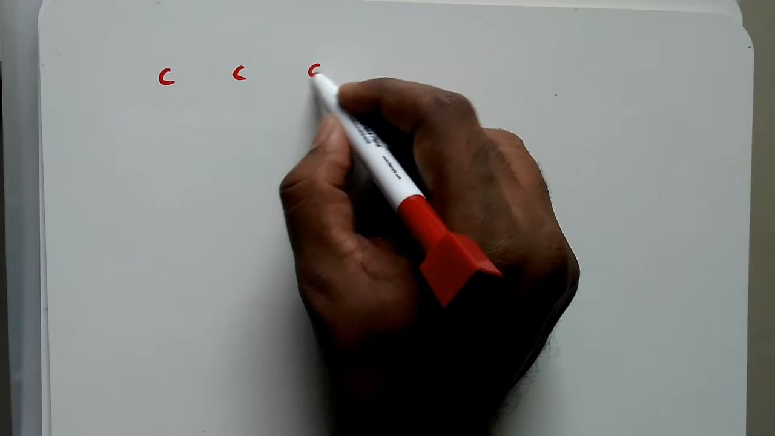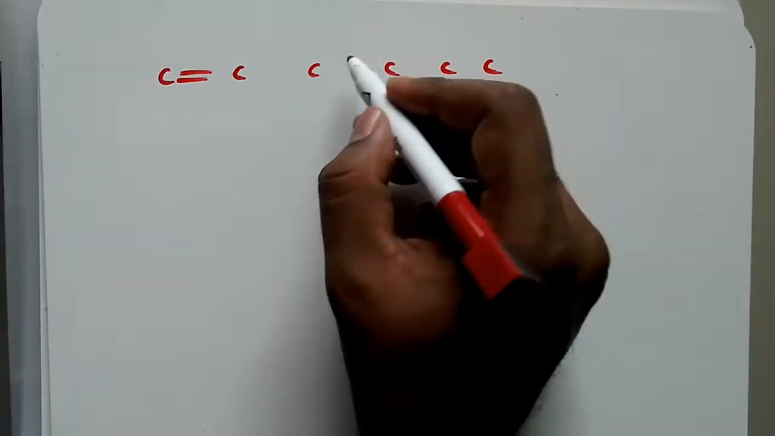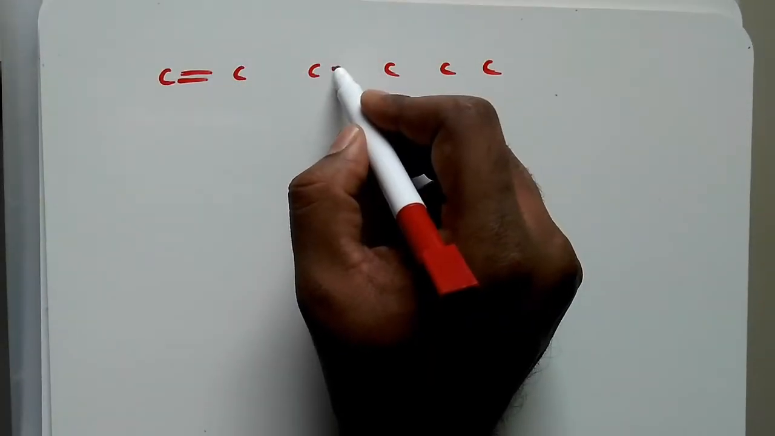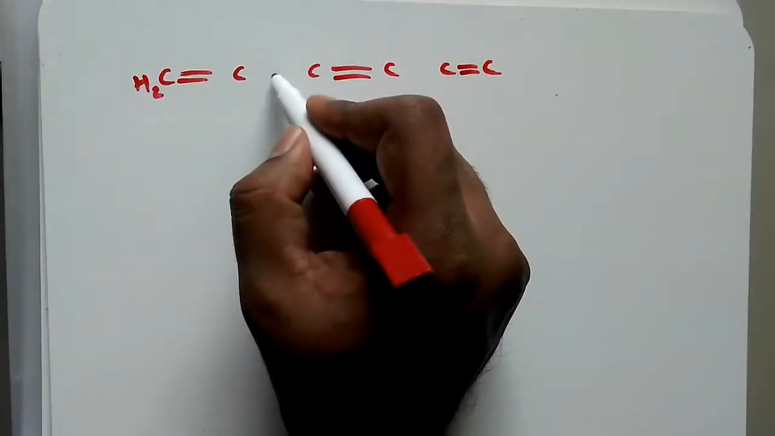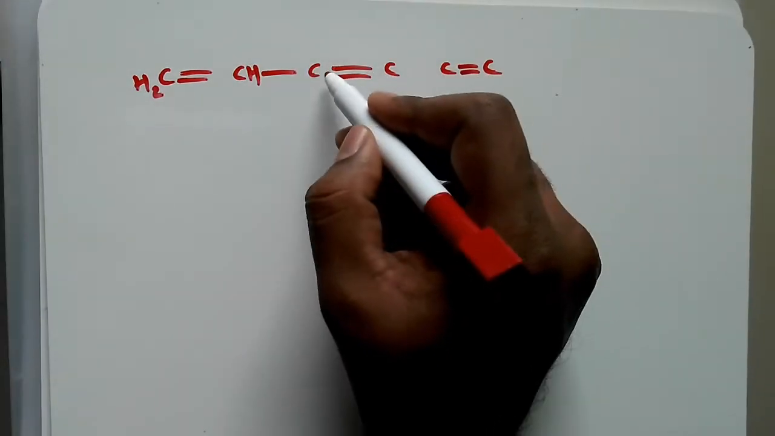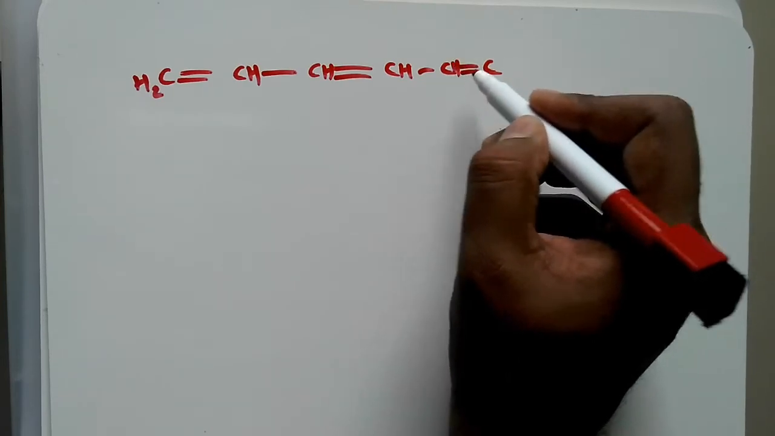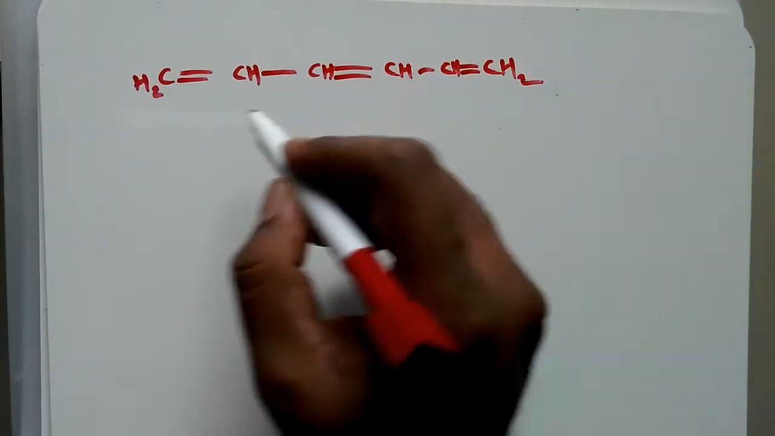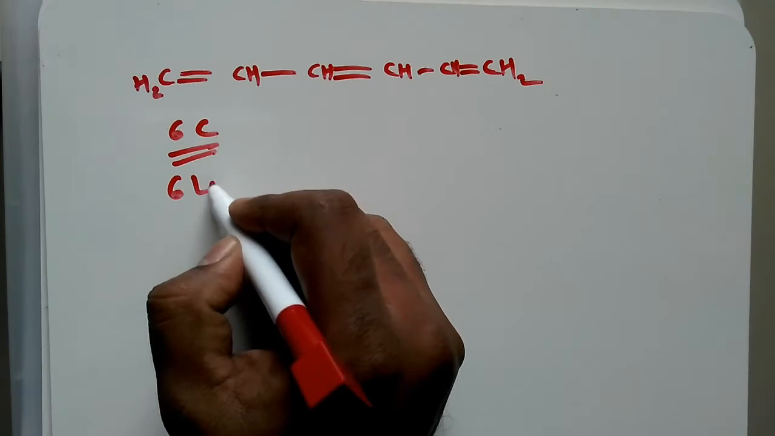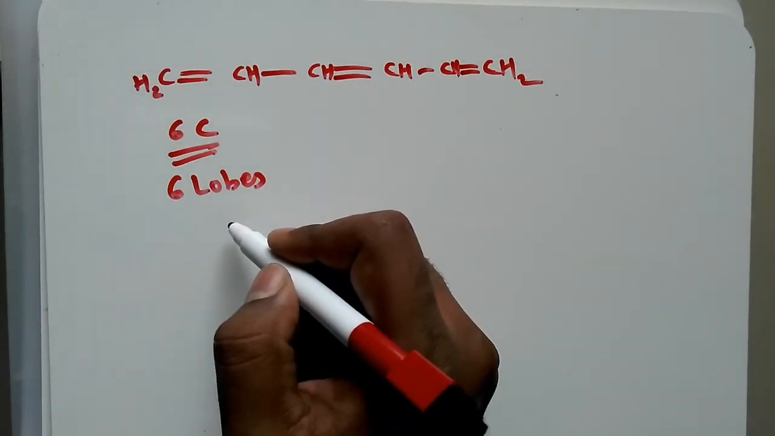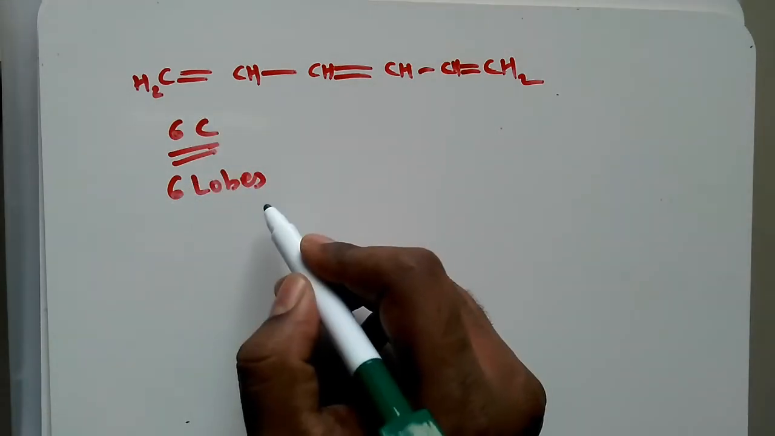We have 6 carbons and then alternate double bonds at the first position, the third position and the fifth position. Here we have CH2, here we will have H, and here H, and here CH2. So we are having 6 carbons, so we will have 6 lobes. Since there are 6 carbons, we have 6 lobes.